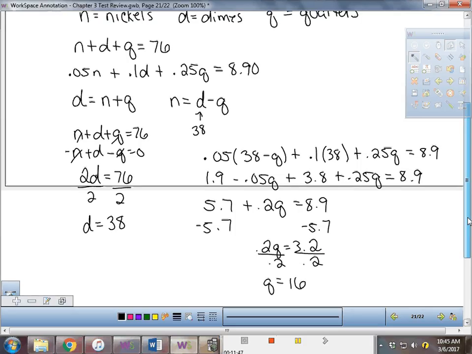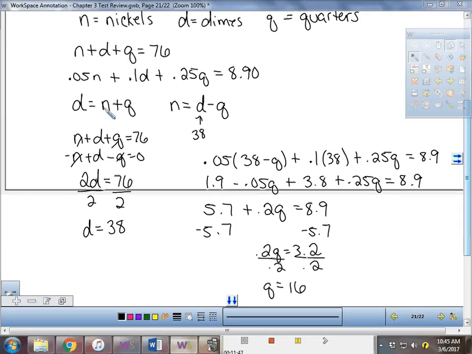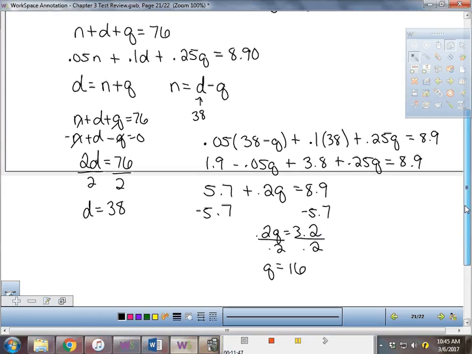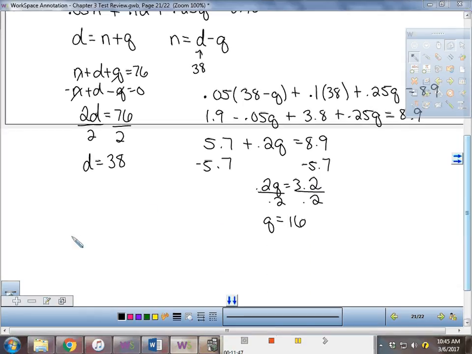Well, then you can do this a couple of different ways. You can plug into this one, you can plug into this one. It doesn't matter. Take your pick. I'm just going to do the first one. So I don't have my nickels, but I do know that my dimes are 38 and my quarters are 16, and that's equal to 76. So I just have to subtract both of those, and I get the number of nickels is 22.